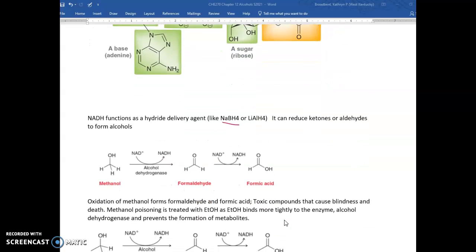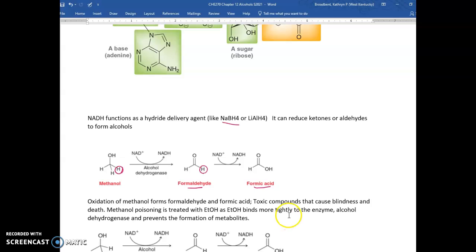If you drink methanol, which I don't recommend, your NAD plus will take off one of the protons and make NADH. This makes formaldehyde. And if you take off another hydrogen, we end up with formic acid. These are toxic compounds. They cause blindness and death, which is why I do not recommend that you drink methanol.